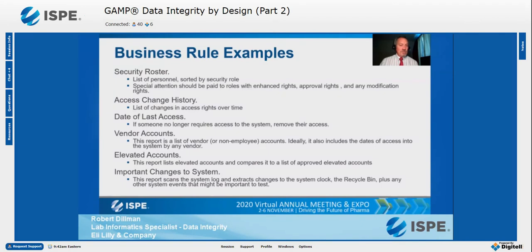Important changes to the system. This report scans the system log and extracts changes to the system clock, or recycle bin, or any other system event like that that might be important to test or check. So you really ought to have them locked out of the ability to change the system clock, but if you can't, you need to monitor for it so that you can catch it if it happens.